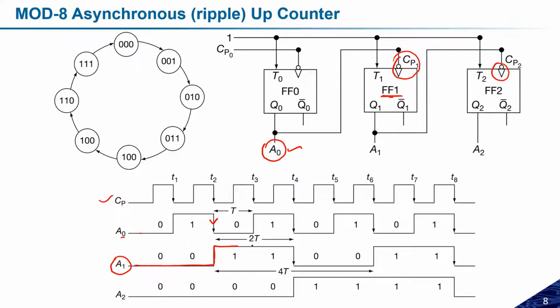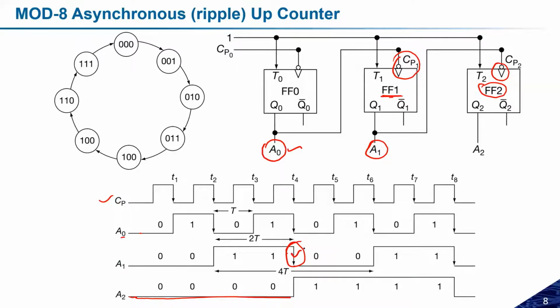Similarly, FF2 will be triggered when A1 has the falling edge. A1 has a falling edge at this time instant. So initially A2 will be maintained at logic low until there is a falling edge at A1.